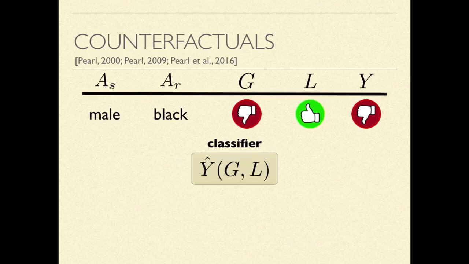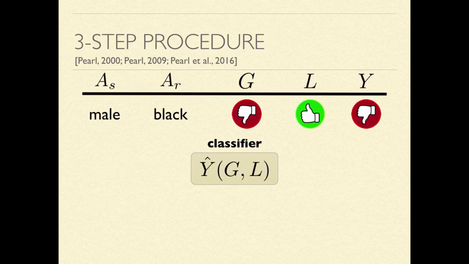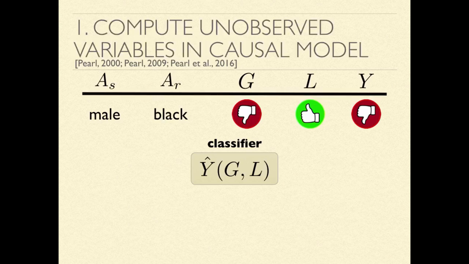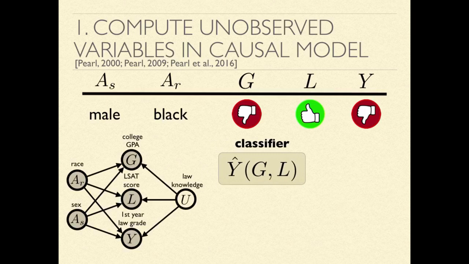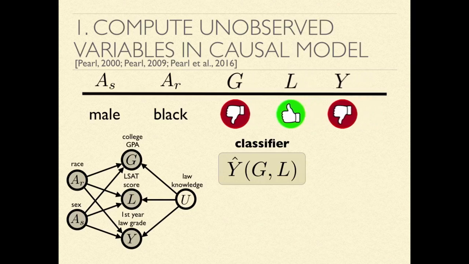We can compute with counterfactuals the answer to the following question. What if this person had a different race? How would that have affected their features and their label? We can do this using a simple three-step procedure. The first step says, let's compute all unobserved variables in our causal model. So this is our causal model. It's simply just the u variable that we haven't observed. And so this is what it might look like.